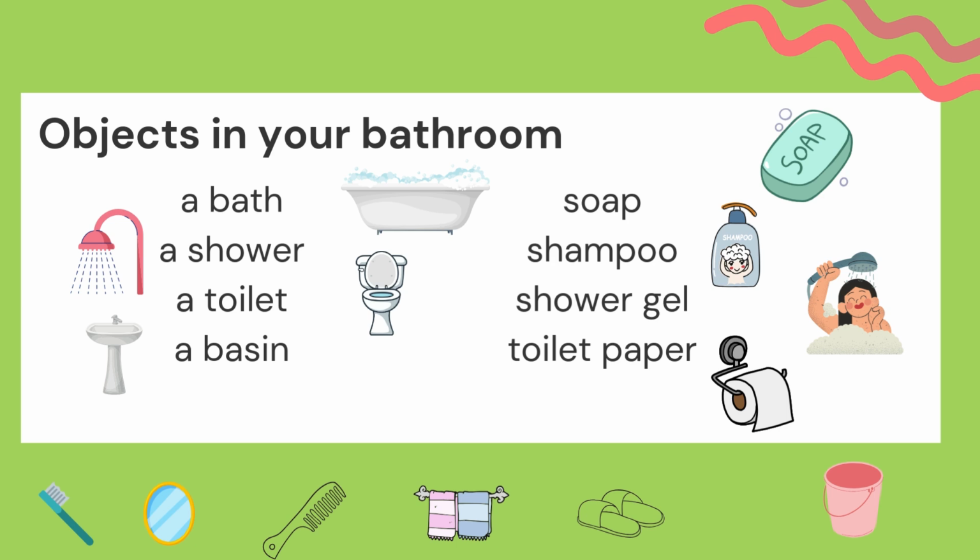In your bathroom, you have a bath. Maybe you have a shower. You have a toilet and a basin. So the small thing like a sink in your bathroom is called a basin. In the kitchen, it's called a sink. In the bathroom, it's called a basin. And then you have soap, shampoo, shower gel, toilet paper. Maybe you can think of many more objects in your bathroom.